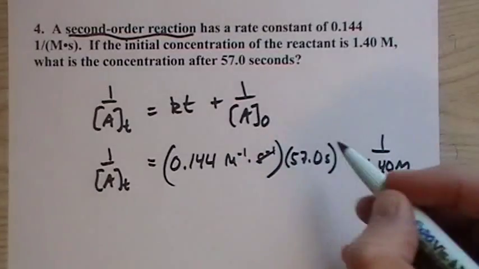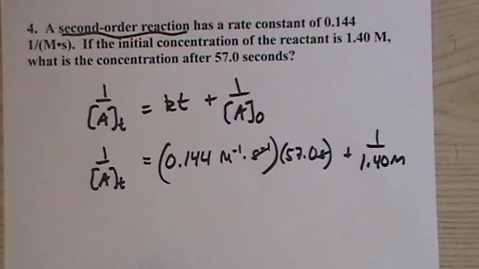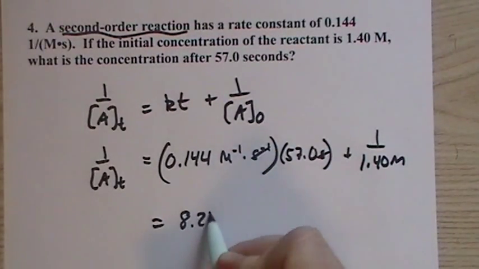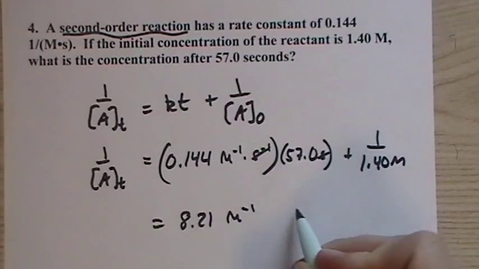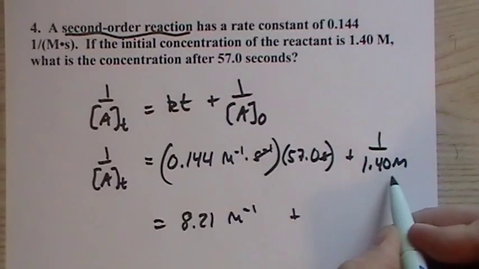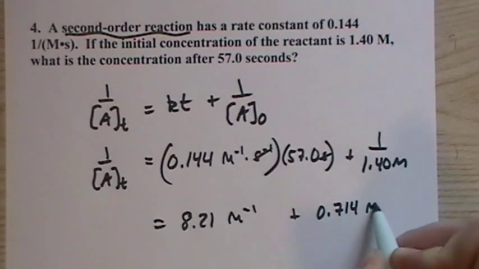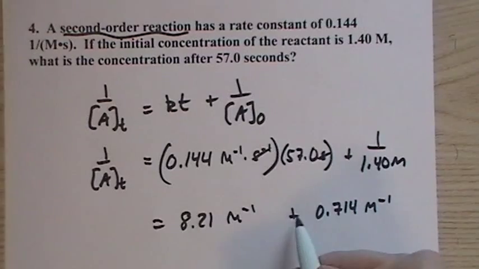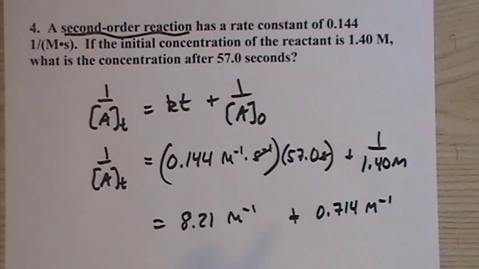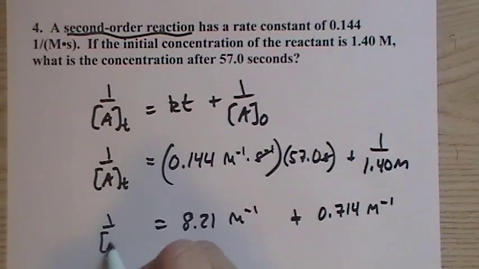Now, that's why I carry the units through. Let's do this out. This is 8.21 inverted molars. 1 over 1.4 molar gives us 0.714 inverted molars. So same units, and we're adding them, so they have to be the same units. And then we have this.